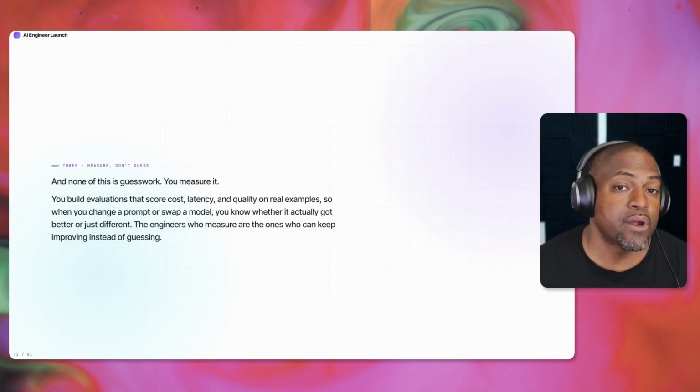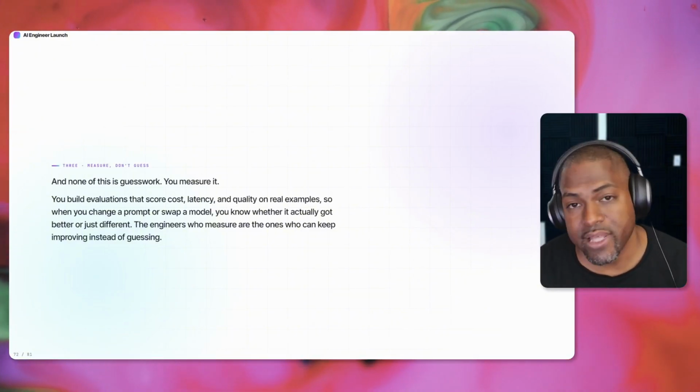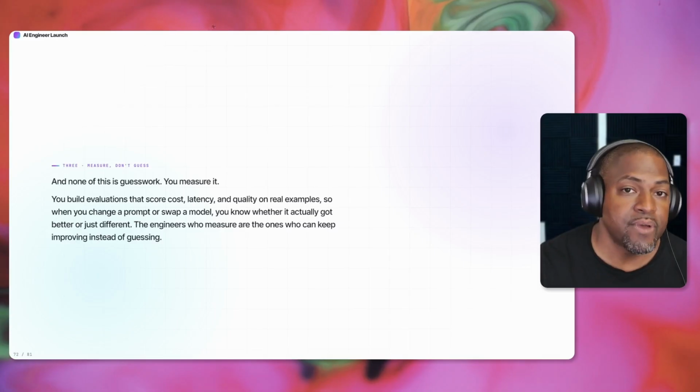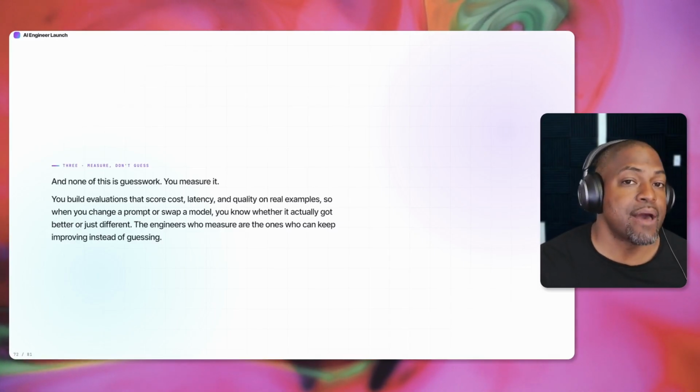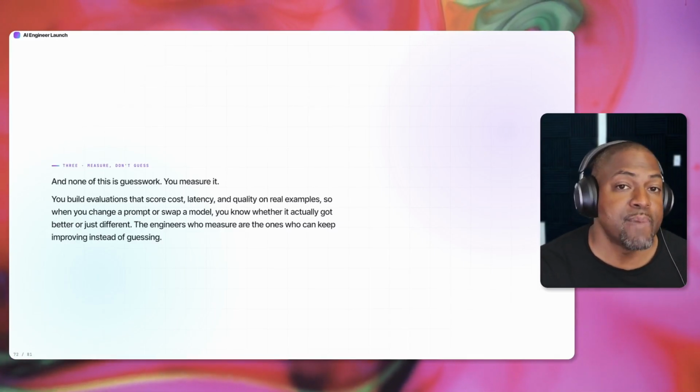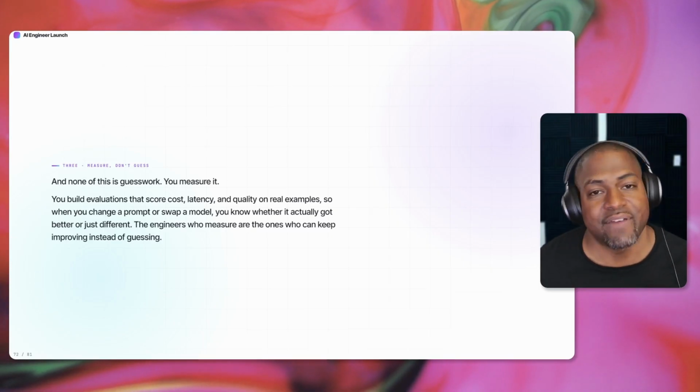Run regular evaluations that score cost, latency, and quality on real examples. When I change a prompt or swap a model, I know whether it actually got better or just different. The engineers who measure are the ones who keep improving instead of guessing.